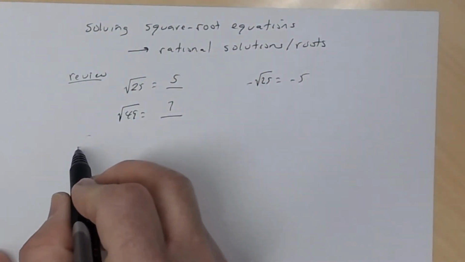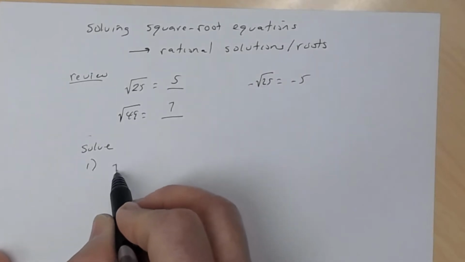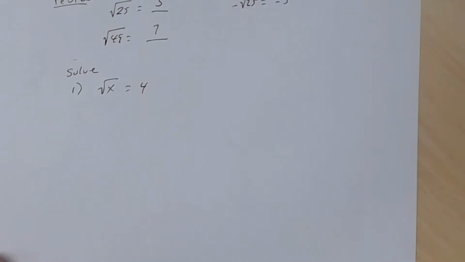Okay, so let's suppose you want to solve each of the following square root equations. We're going to start out with a simple one. And so let's say I had the square root of x equal 4. Square root of x equal 4.